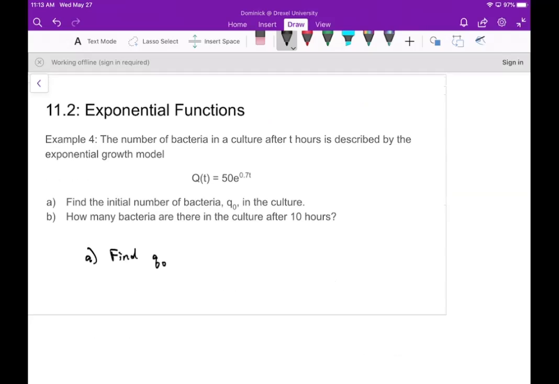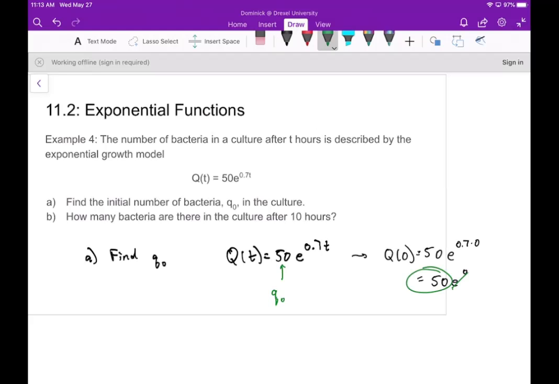Now there's really two ways you could do this. You could just look at the equation and say, well, this is an exponential growth equation, so whatever number's out front is my Q0, right? And that's one way you could do it. Now the other way that you can see it is to make t 0, right? Because that's the initial time. And then you get 50 times e to the 0.17 times 0. Well, then that exponent is going to become 0, and e to the 0 is just 1, so you are going to get 50 that way as well. All right, so either way, you're going to get that the initial bacteria Q0 is 50.